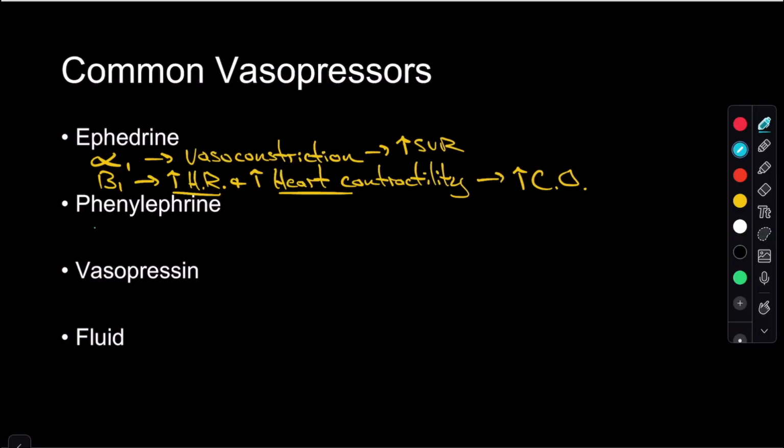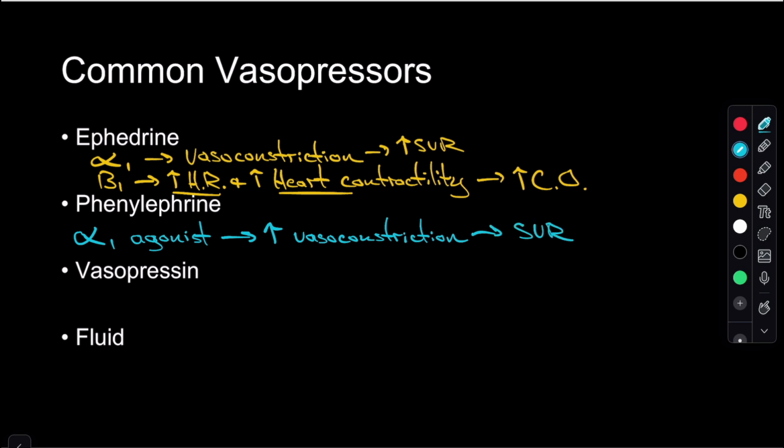Phenylephrine is a pure alpha 1 agonist, which is going to cause an increase in vasoconstriction, which then will increase your systemic vascular resistance and mean arterial pressure.